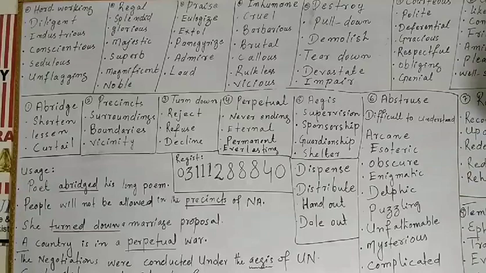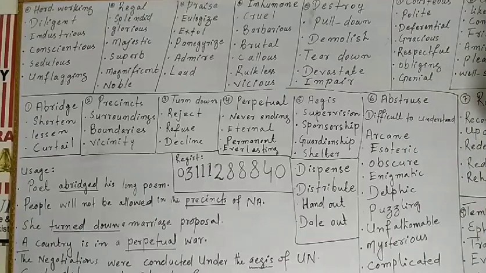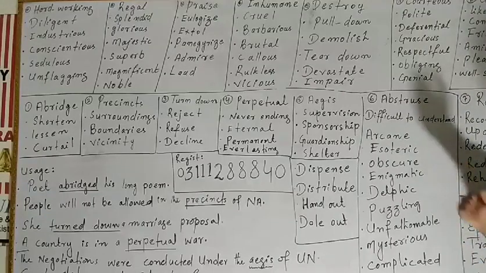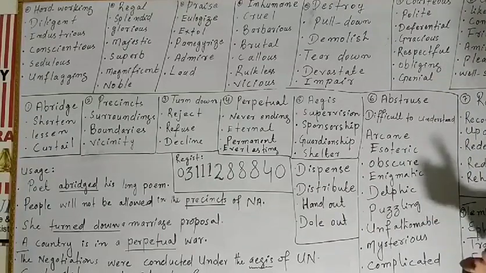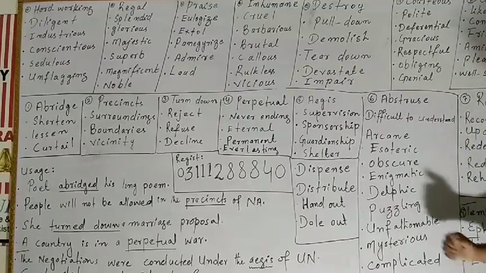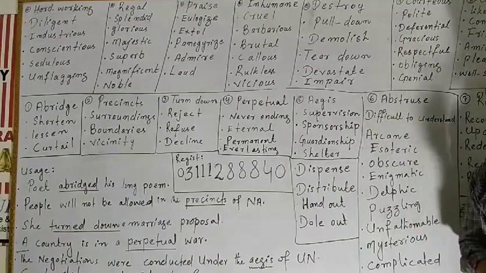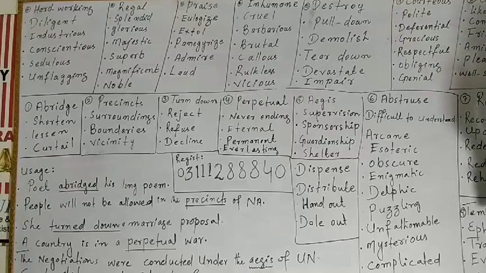Then we are moving towards number 6, abstruse. Abstruse means difficult to understand. If you are given a word or a statement in which you are not clear what it means, we can say that this is an abstruse statement. Difficult to understand, arcane, esoteric, obscure, enigmatic, Delphic, puzzling, unfathomable, mysterious, complicated. These all words have the same meaning. Abstruse, something which is quite difficult to understand. Government releases an abstruse statement, something which is difficult to understand.